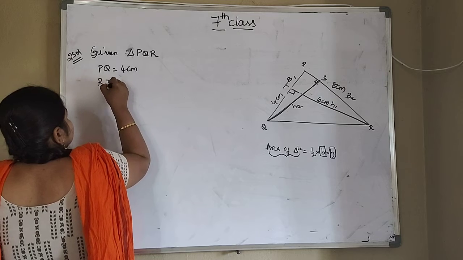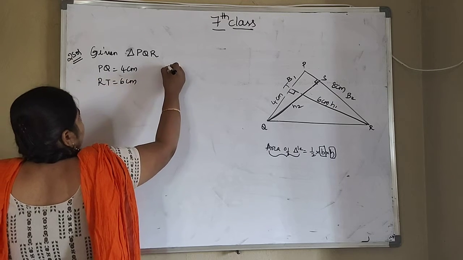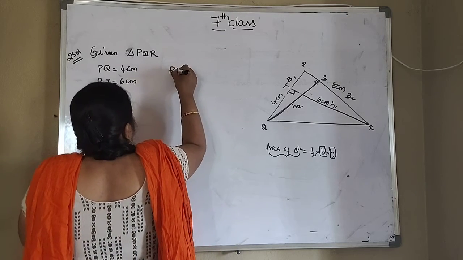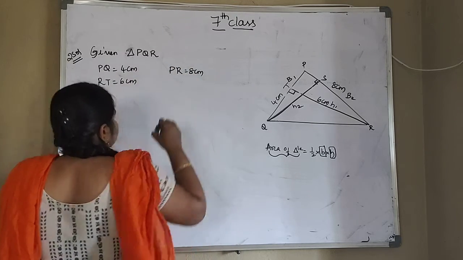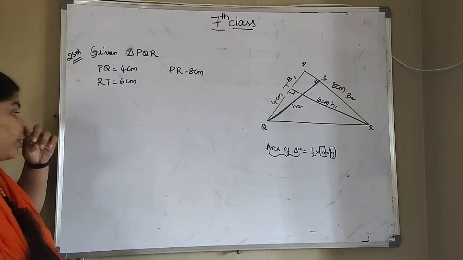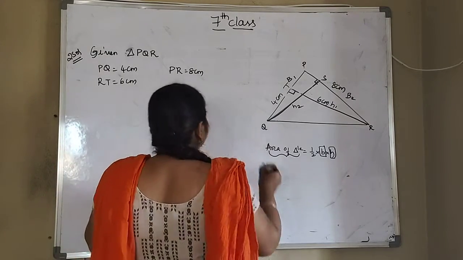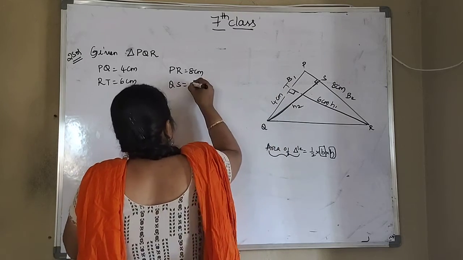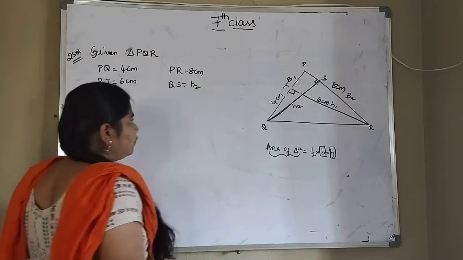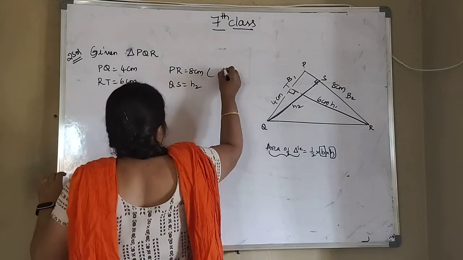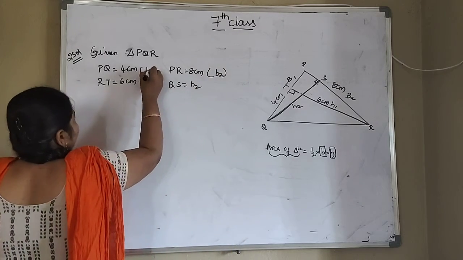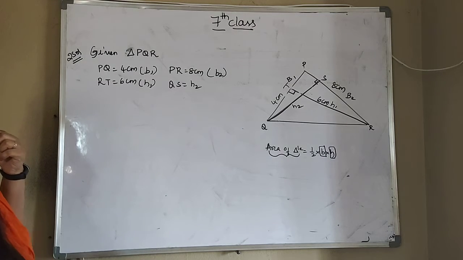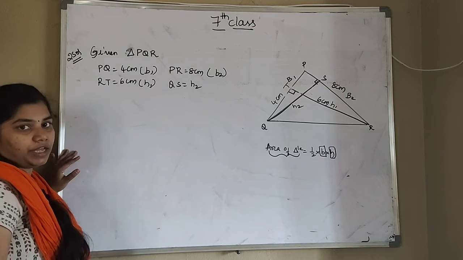First we will write RT is equal to 6 centimeters, and next they have given PR is equal to 8 centimeters. Okay, so we have to find the QS value. QS is height 2. This is base 2, this is base 1, and this is height 1. So by using this information, we have to find the area of a triangle.